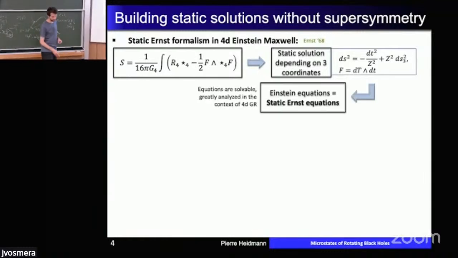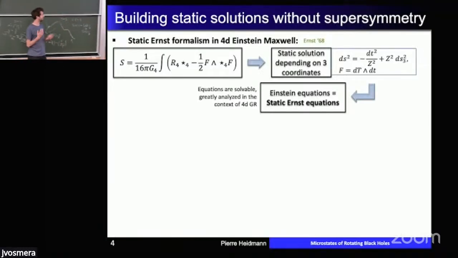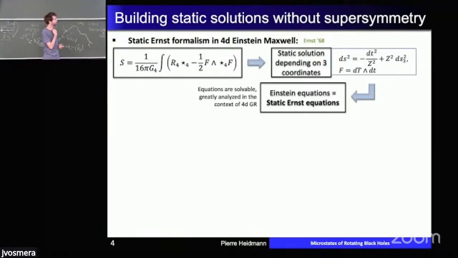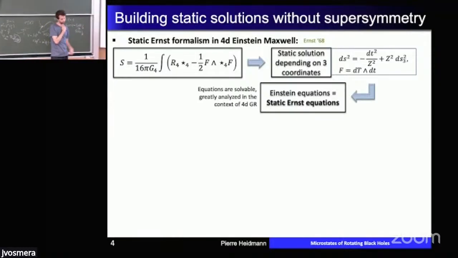So Ernst showed that if you plug that into the Einstein equation, everything organizes nicely. It's still a nonlinear equation, but it's a solvable equation. It's called the Ernst equation, the static Ernst equation. It has been greatly analyzed in four-dimensional GR. Many solutions have been built, and this has been a successful story.